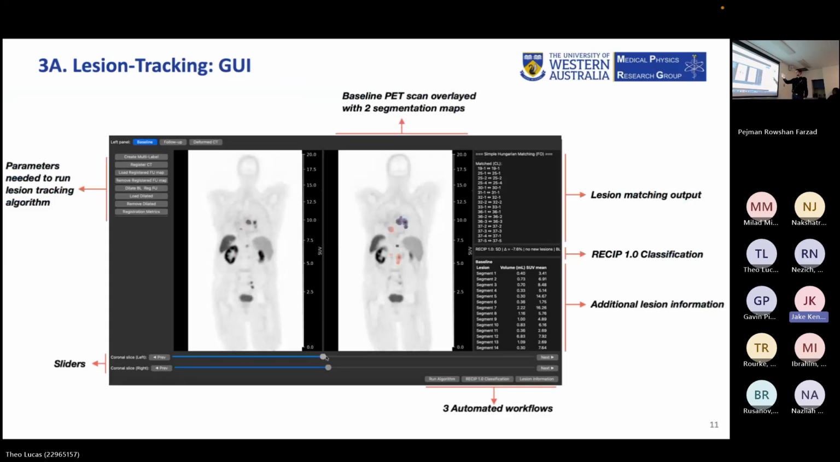Now, this was also, for completeness' sake, put into a graphical user interface. And this just shows the way that we can streamline the RECIP classification by, first of all, running the algorithm, and then getting that automatic RECIP classification. So it was a way to show we can streamline the automation of the classification.